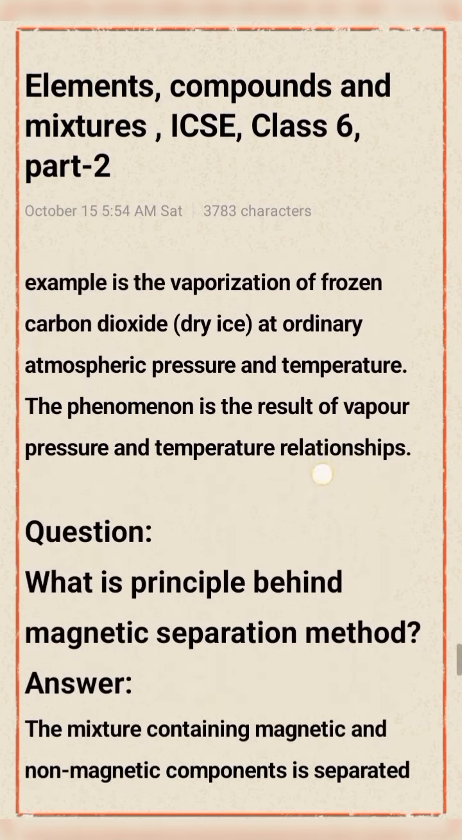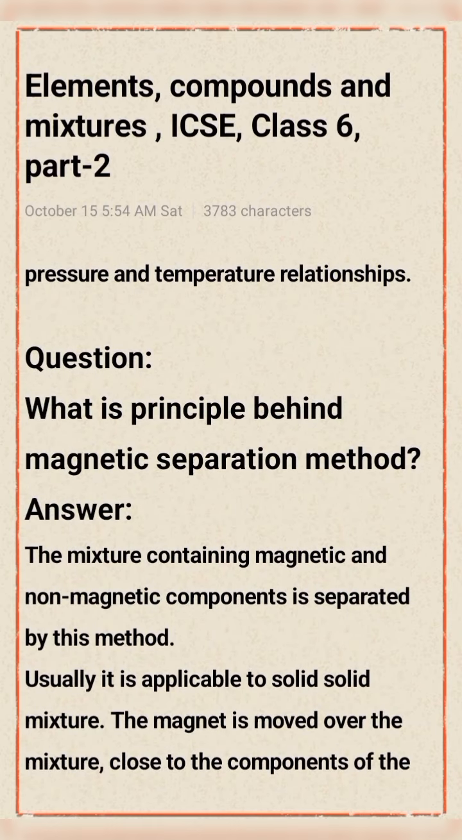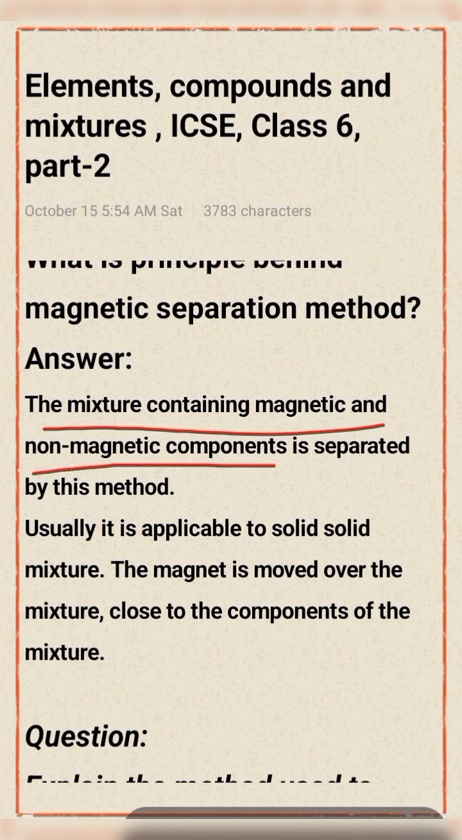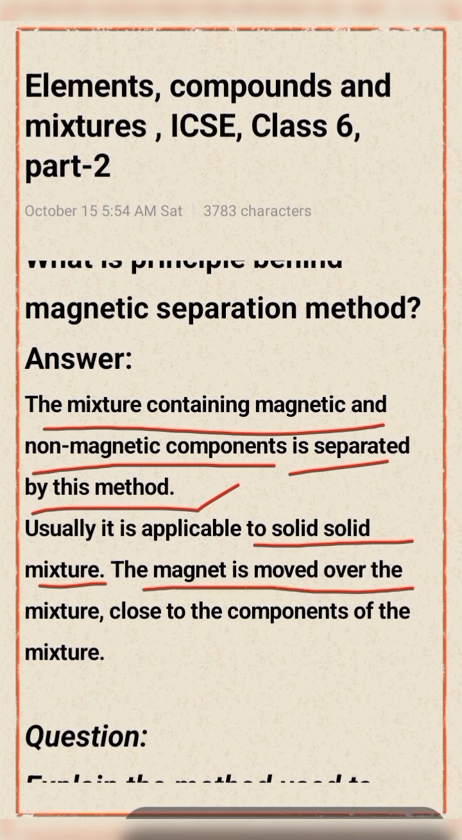Next question: what is the principle behind the magnetic separation method? The mixture containing magnetic and non-magnetic components is separated by this method. Usually it is applicable to solid mixtures. The magnet is moved over the mixture, close to the components of the mixture.